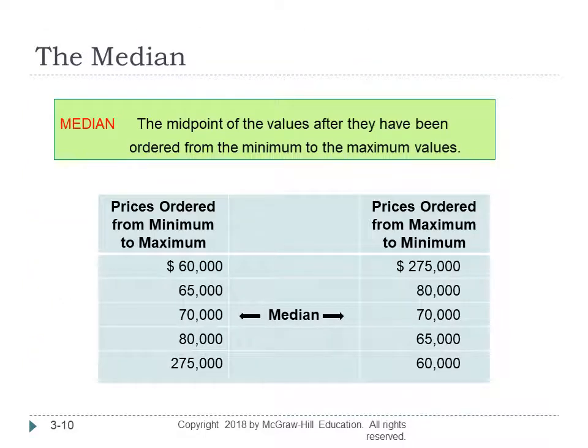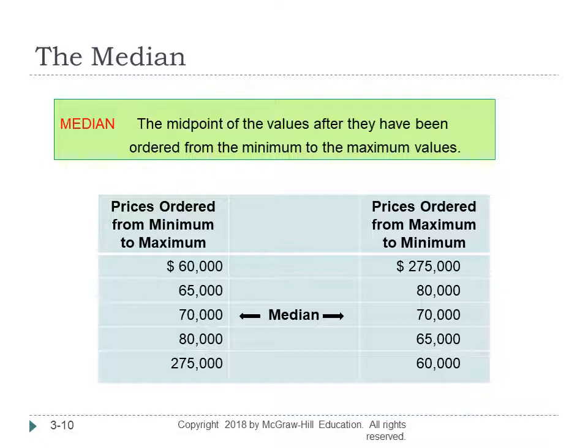The next statistic is the median. From the name, it is the middle value for the data after it is sorted. The definition: the median is the midpoint of the values, the middle value of the data after the data have been ordered from minimum to maximum. It will work if you sort it from maximum to minimum, but normally we sort the data from the minimum value to the maximum value.